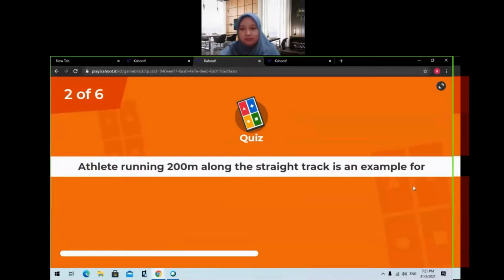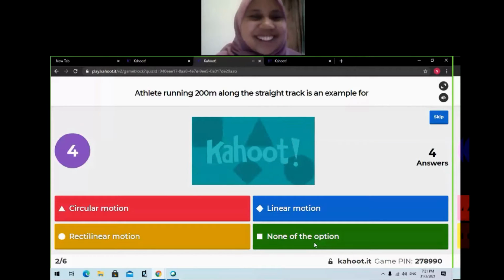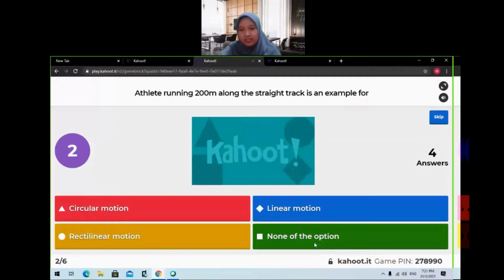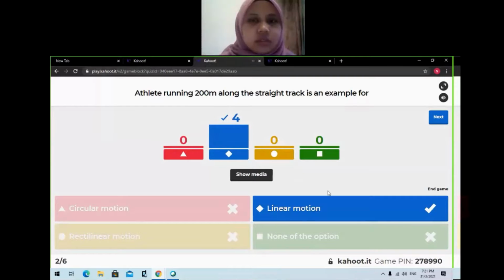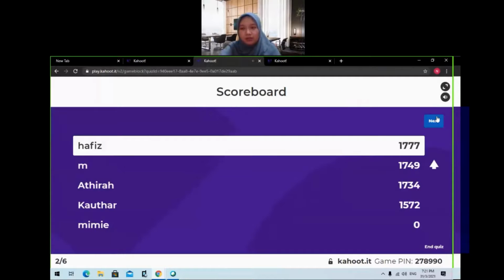Next question, an athlete running 200 meters along a straight track is an example of what? The red one is circular motion, the yellow one is rectilinear motion, the blue one is linear motion, and the other is none of the options. Choose the number. Wow, Hafiz.